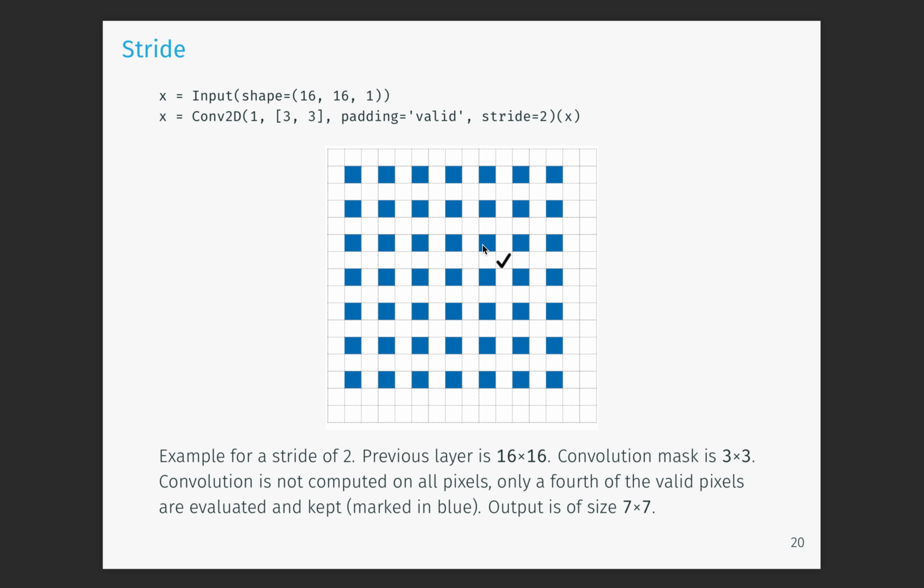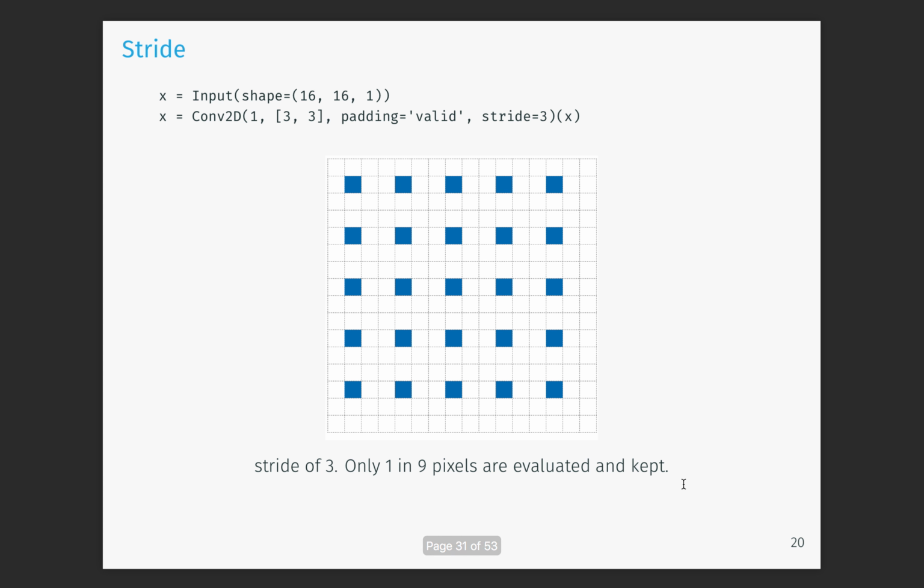So we left out quite a lot of pixels. We start with a 16 by 16 image, but at the end of the process, we only end up on the next layer with a 7 by 7 picture. So we're leaving out a lot of the computation and the number of units we have. So we can go further.